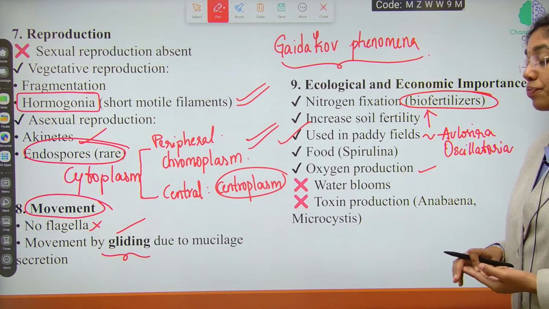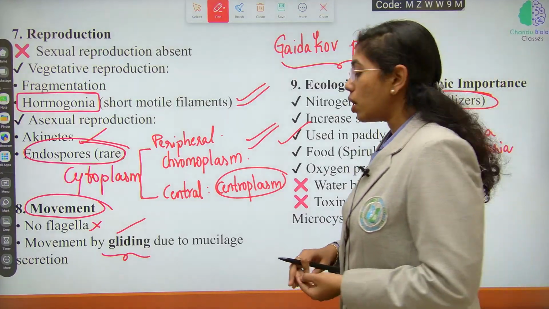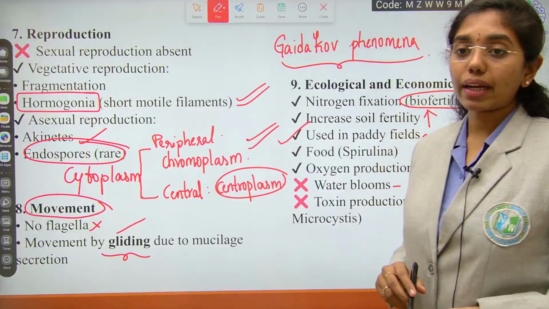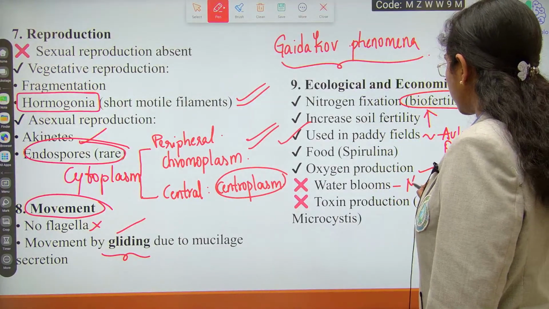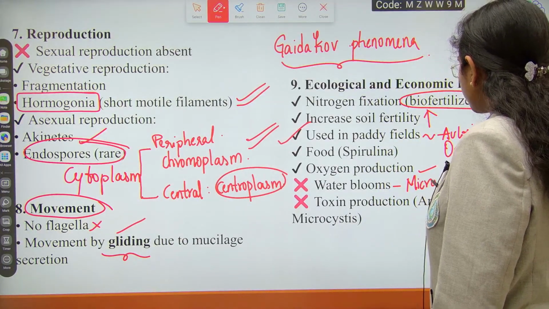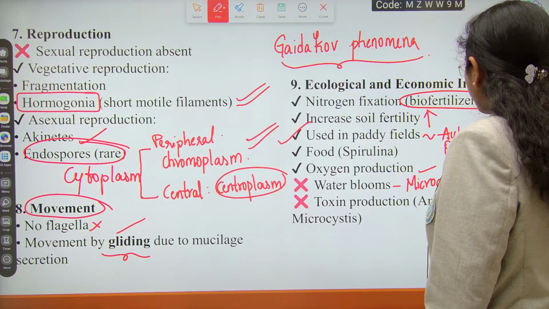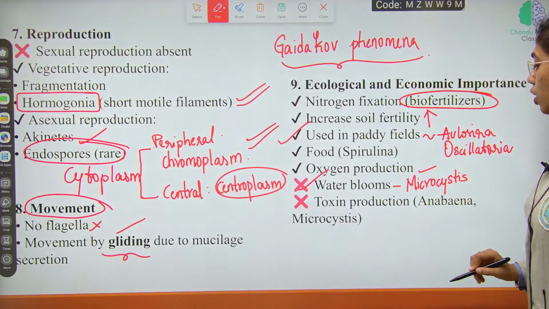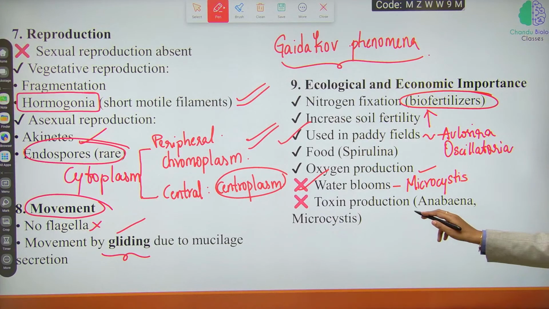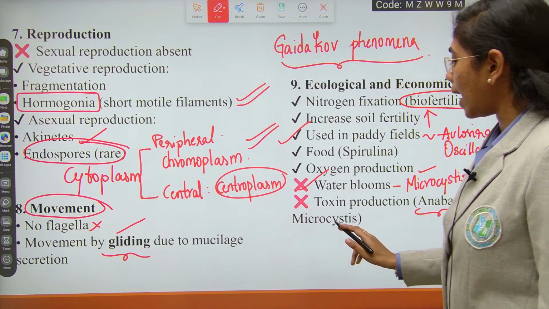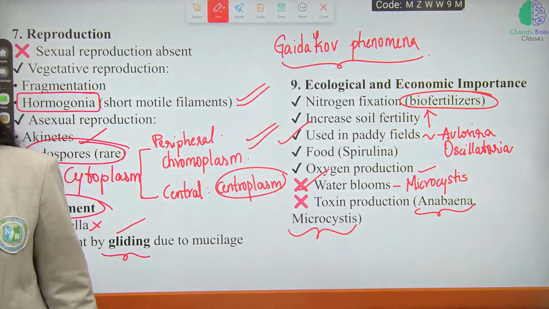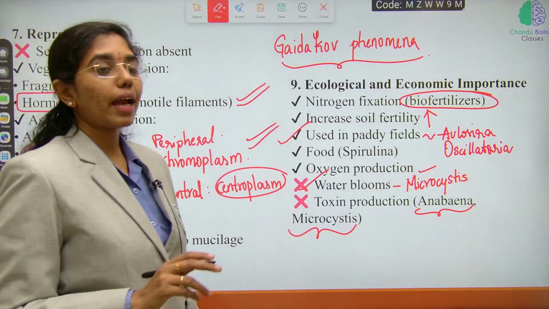Oxygen production. Water blooms are formed by some cyanobacteria like Microcystis, which forms water blooms. And then toxin production. Toxins will be produced by Anabaena and Microcystis. Clear? These are some basic features. Any doubt anywhere?